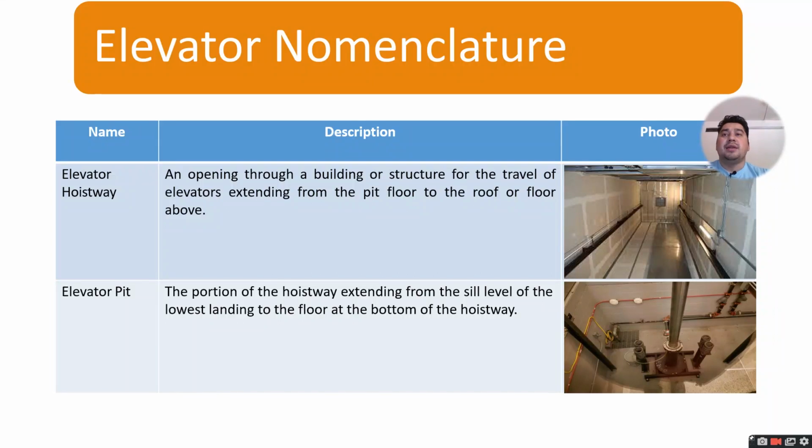Then how these elevators, shaft and pit work during any emergency, during a fire, we will look here. This is the photo of the elevator hoistway. Elevators will travel through this way, up and down. And this is the elevator pit: the portion of the hoistway extending from the sill level of the lowest landing to the floor at the bottom of the hoistway. So this is the bottom level of the lift. We call it the elevator pit.